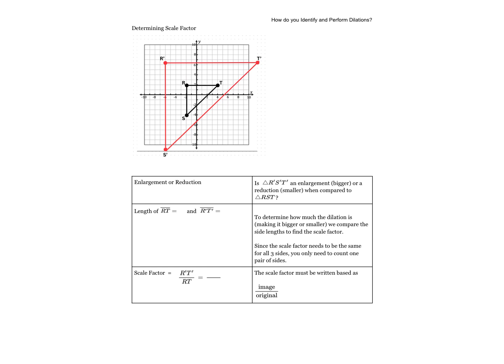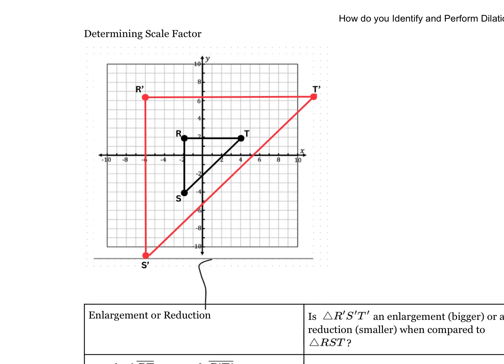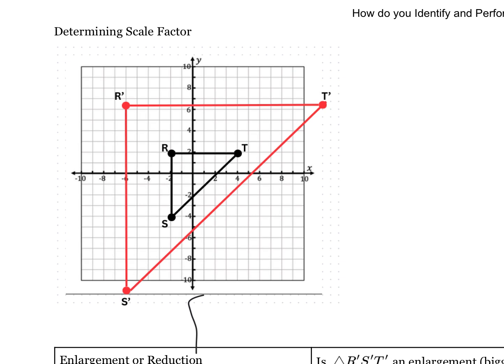Now, most dilations or enlargements are done on a coordinate plane. The example we just did was just for definition and vocabulary purposes. So here we have triangle RST, and notice that's my black triangle. And then I have my red triangle, which is R prime, S prime, T prime.